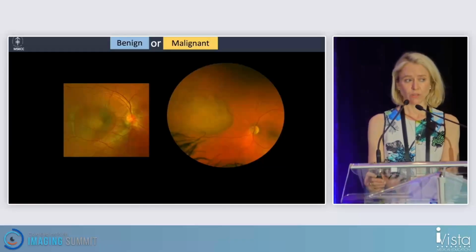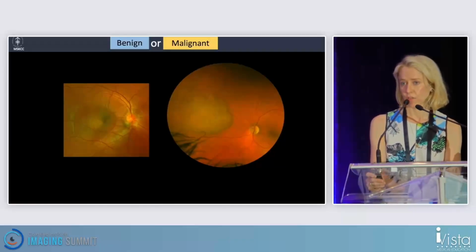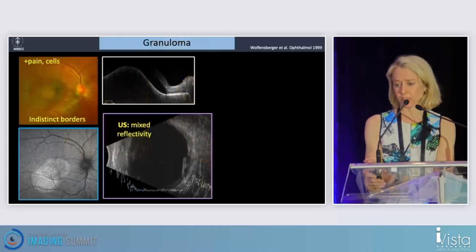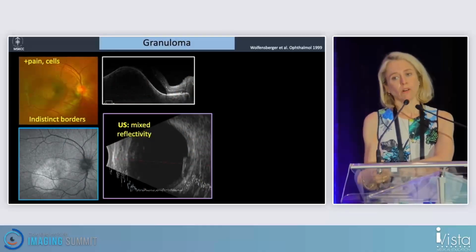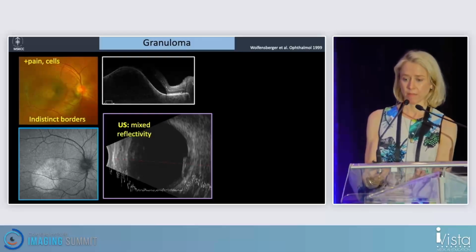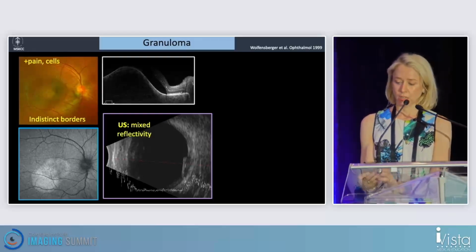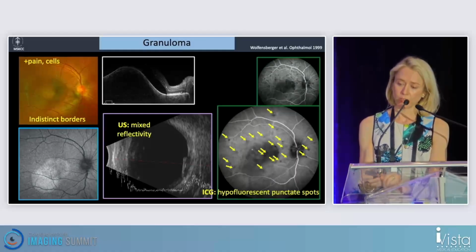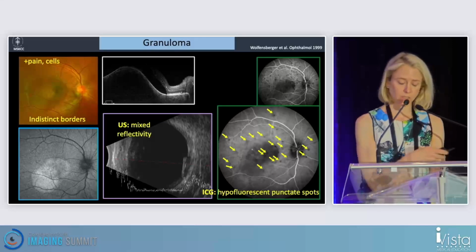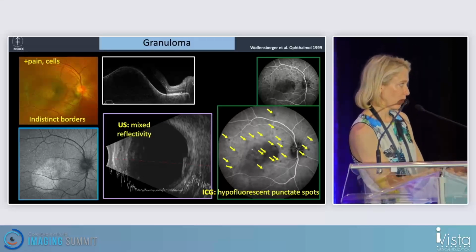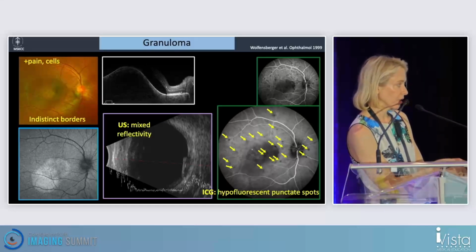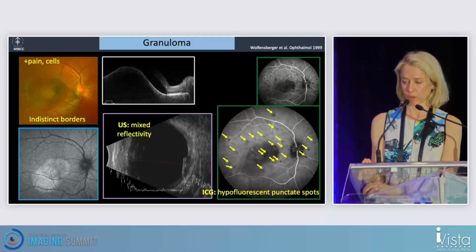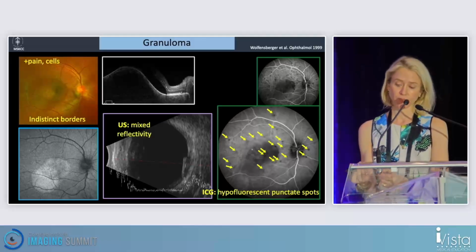What about these two amelanotic lesions, unifocal? This is a granuloma versus a metastasis. So with a granuloma, obviously patients may complain of pain. There may be cells in the vitreous. The ultrasound can be very mixed. On the indocyanine green, what's helpful is to see these hypofluorescent punctate spots. You can see it with other entities as well, but often we'll find it with a granuloma.